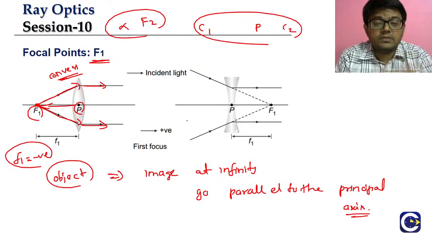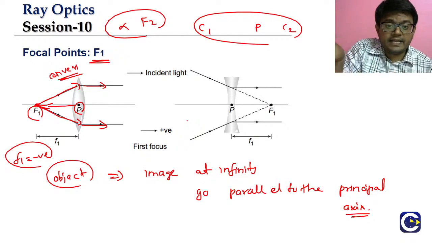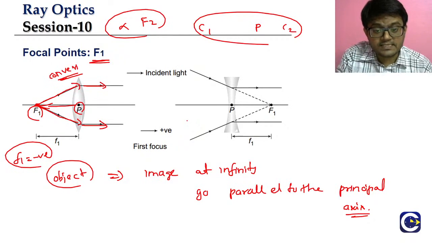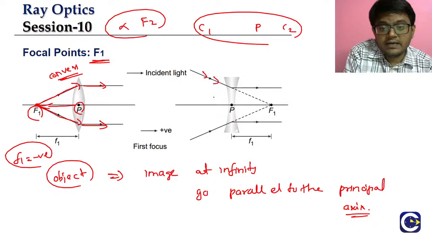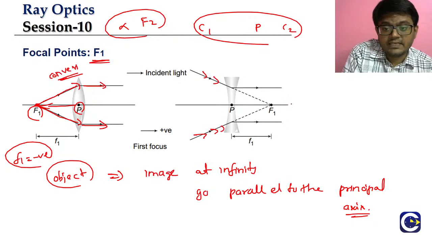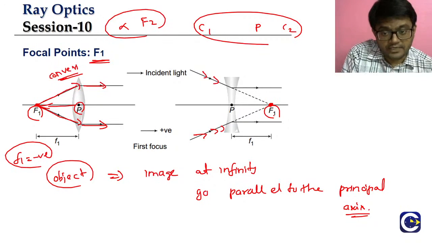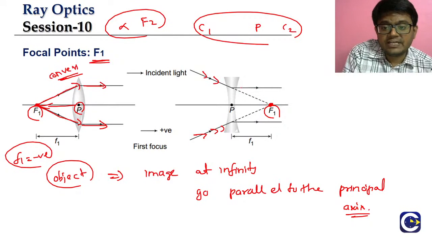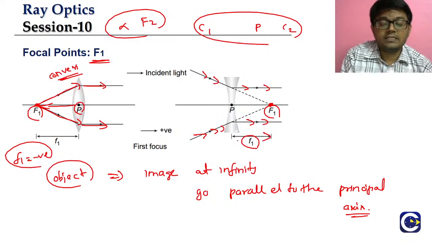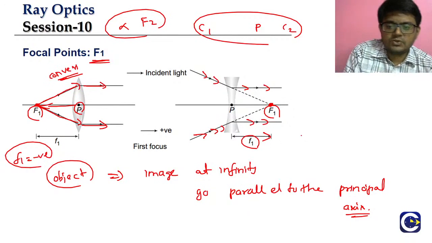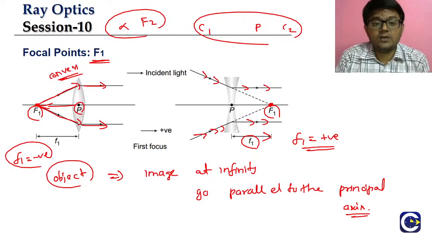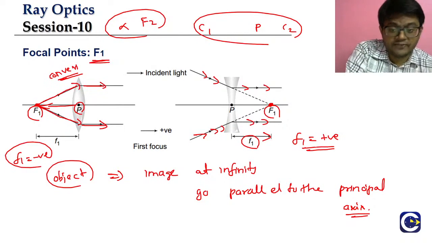Now for the concave lens, we achieve refracted rays emerging parallel to the principal axis if we have rays incident on the lens such that they are pointing towards a point on the right side. This point will be called the focal point 1. After refraction, the light rays will emerge parallel. So hence, the focal length in this case will be measured to the right side. So in this case, f1 is positive.